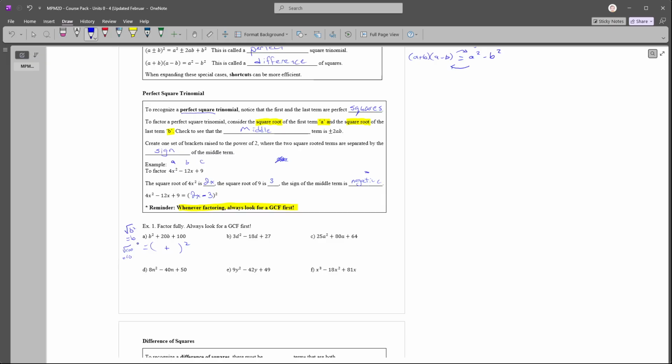And then we simply put in our square roots. So the first one is going to be b, and the last one's going to be 10. And that's it. Let's look at the next one.